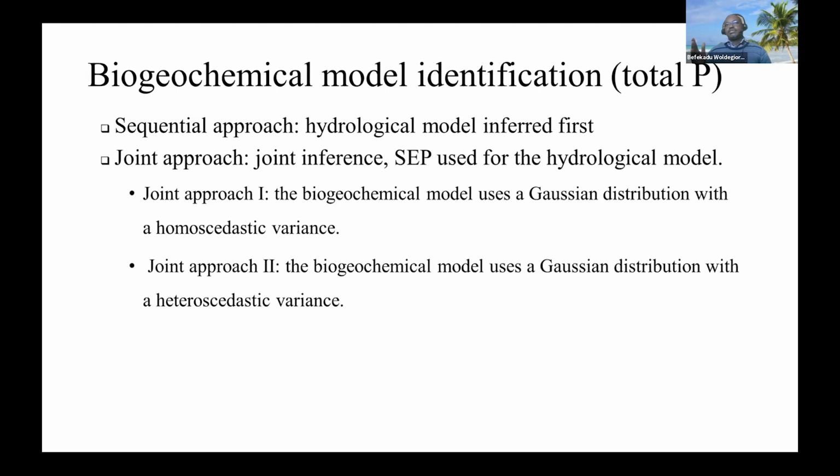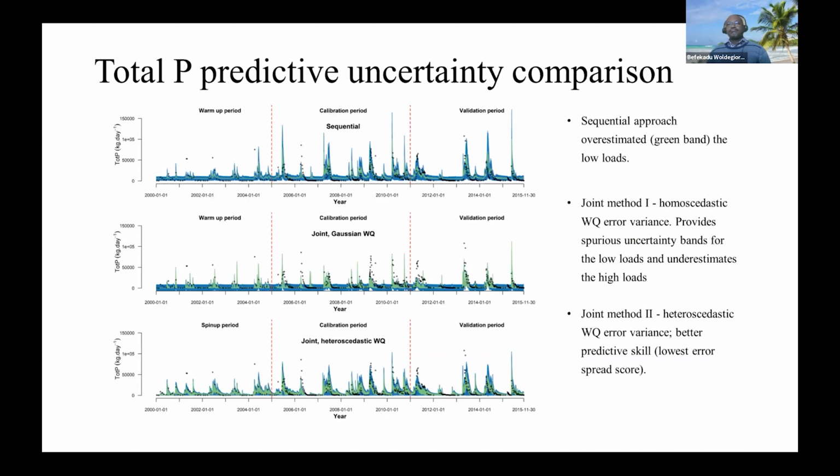Here I'm going to present the prediction uncertainty comparison only. The sequential approach, as shown on the top panel, is struggling to fit the low loads. The low load is overestimated when the joint method with a Gaussian distribution having a constant variance is fitted to the total phosphorus model residuals. We even see worse prediction uncertainty, showing wide prediction bands for the low loads, even extending to negative total phosphorus loads.